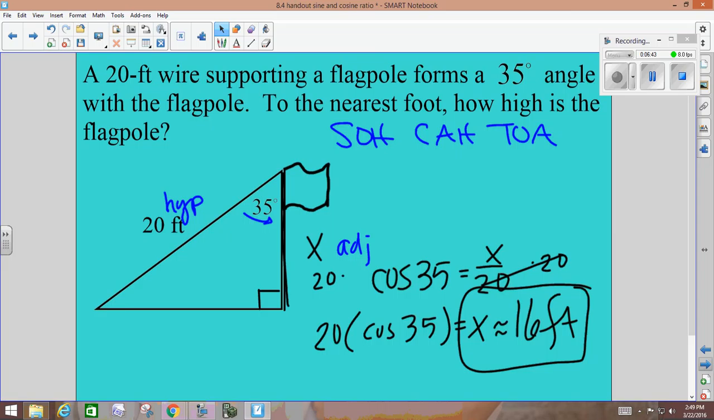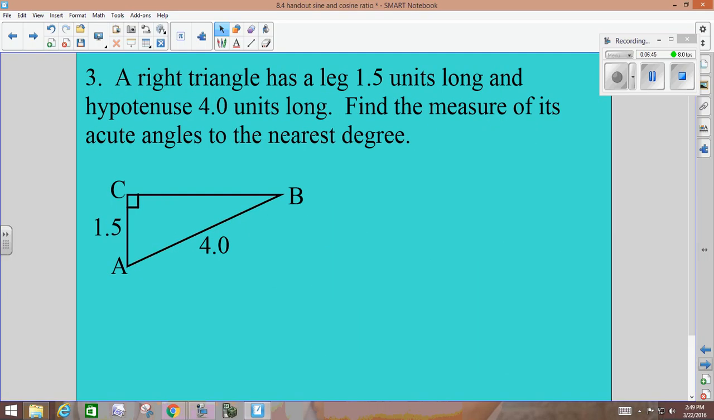Cool. Third one. A right triangle has a leg length of 1.5 units and a hypotenuse of 4. Find the measure of its acute angles to the nearest degree. So you have to find the measure of angle A and the measure of angle B here. Which one do you want to find first? Okay. Angle B, 1.5 is going to be opposite if 4 is my hypotenuse.